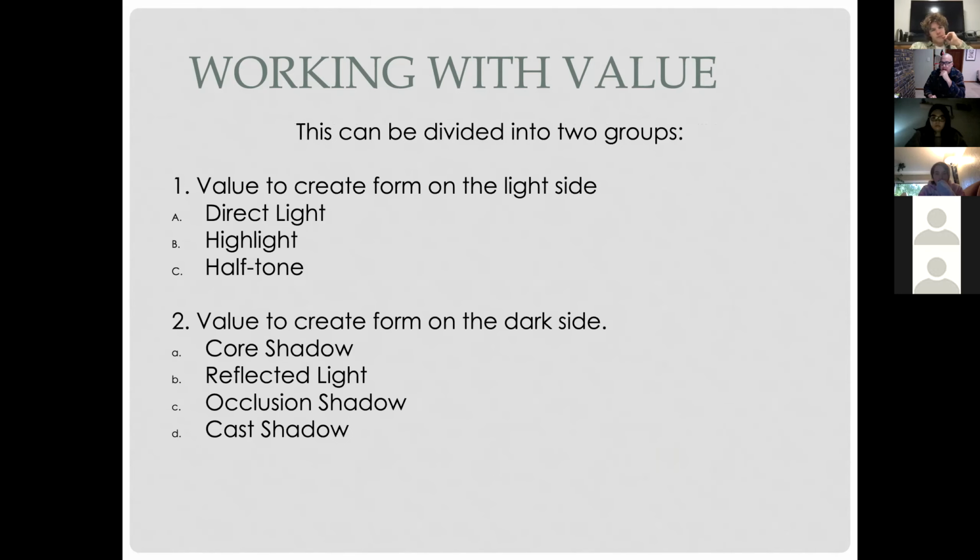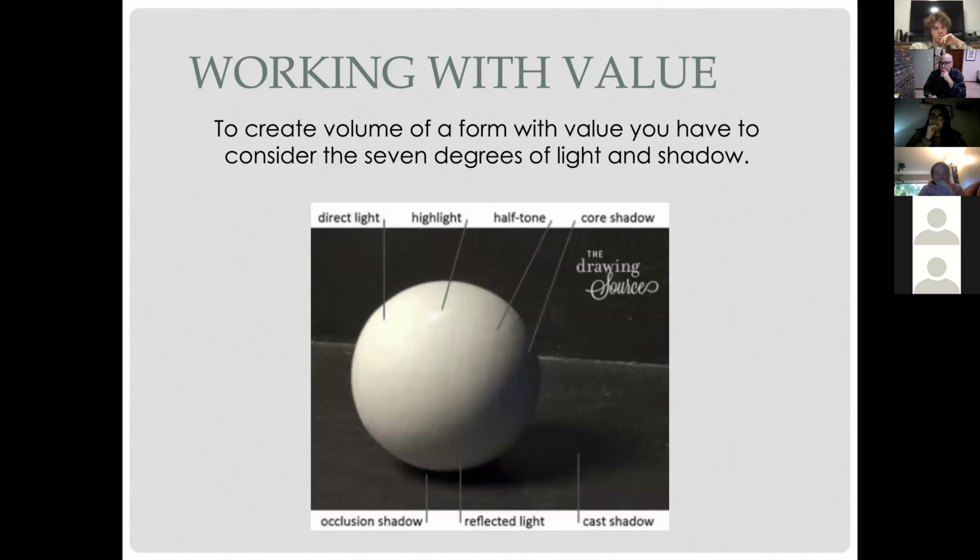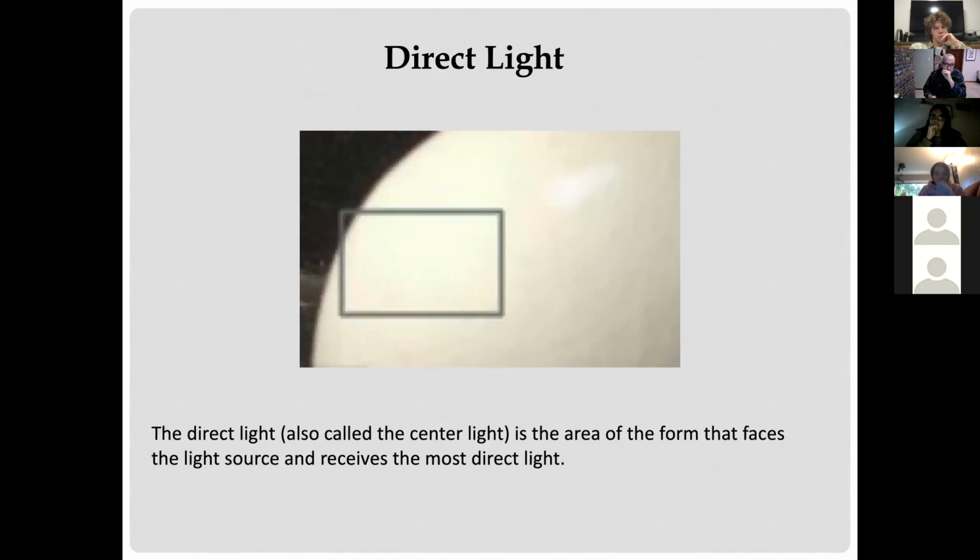So the light can be divided into two groups. You have a light side, which is the direct light, the highlight, and the halftone. And a dark side, which is the core shadow, reflected light, occlusion shadow, and cast shadow. Now, you don't have to know all this for this class necessarily, but you should be aware of these things when you're trying to draw things that look realistic. I practice drawing spheres quite a bit because I'm always in a quest to create the perfect sphere. So I think it's fun to do.